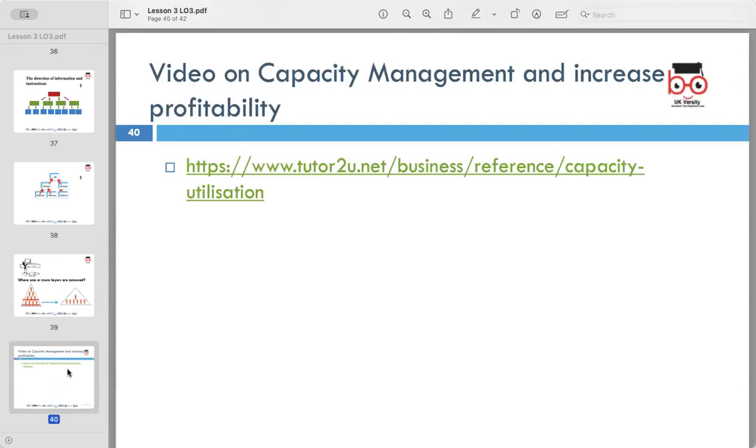Here is a video on capacity management and increased profitability. I just tried to turn it on, but I think there is some issue, I can't do it. But basically, I can explain capacity utilization. It refers to the extent to which a company utilizes its available resources to meet demand effectively. Maximizing capacity utilization is important for enhancing operational efficiency, reducing costs, and increasing profitability.